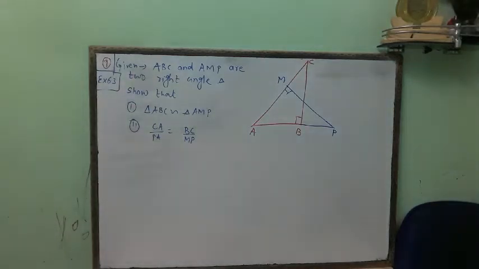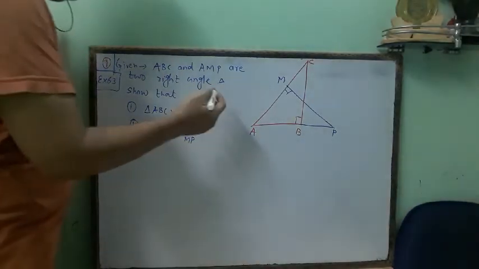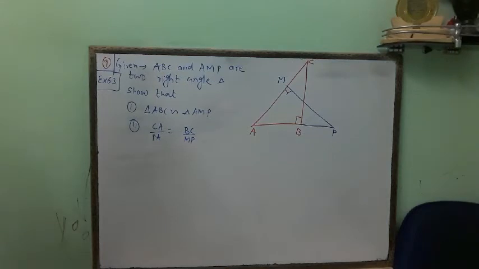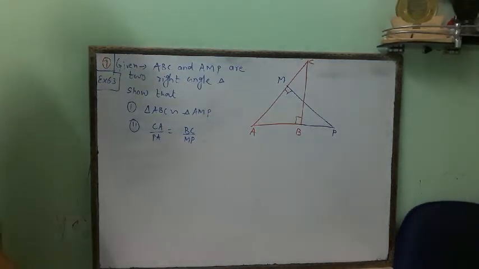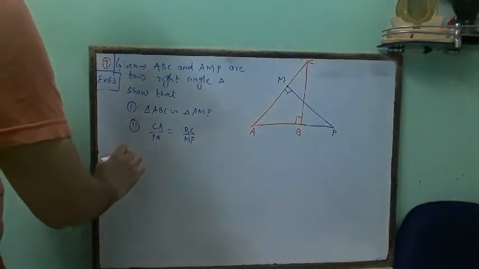As you know, for the triangles to be similar, we must have two equal angles. For this, in triangle ABC there is angle B, that is 90 degrees, and in triangle AMP there is angle M, that is 90 degrees, and one angle, angle A, is common in both. So we just have to see this.